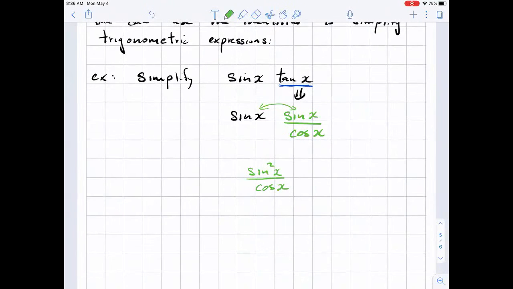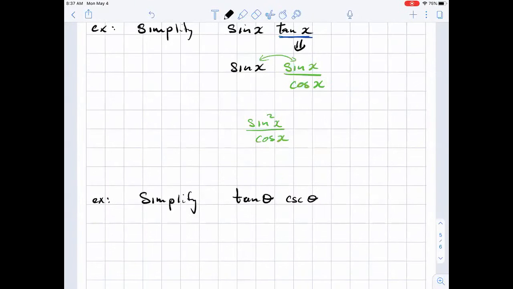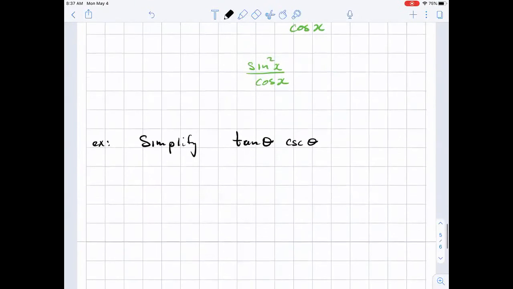Or you could have replaced sine x as 1 over cosecant x, but that would have looked more terrible anyway. So this is how we simplify them, right? When we simplify, we're trying to replace something that's given and see what happens. So let's simplify this. What do we want to replace? Do you want to replace tangent or do you want to replace cosecant? You pick one. This is your problem to work.